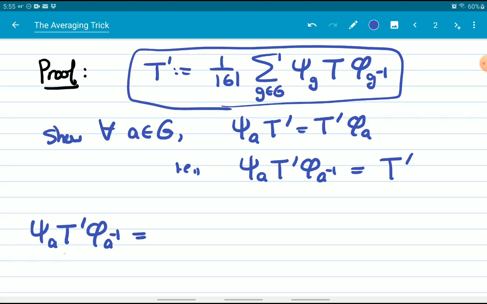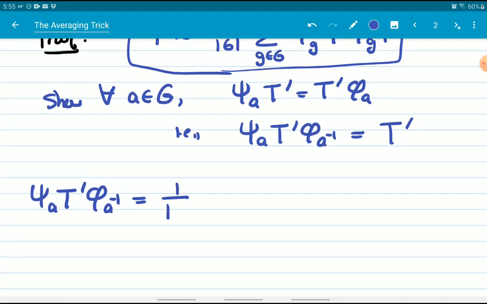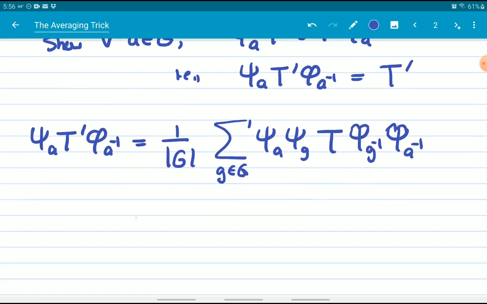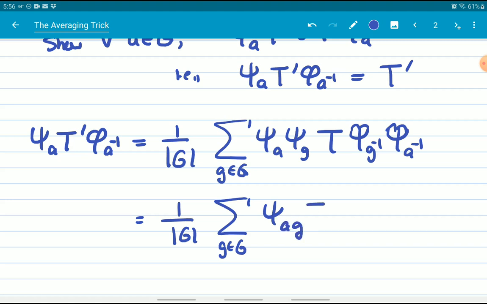So there's the formula for T prime. I'm going to use the linearity of both phi A and psi A to move them across and inside the summation. So I can move all that stuff inside the summation. So I get psi A and then psi G T phi G inverse phi A inverse. Oh, but hey, a representation is a homomorphism. So that's really psi sub AG. That's really phi sub G inverse A inverse, but I could also write that as AG quantity inverse.